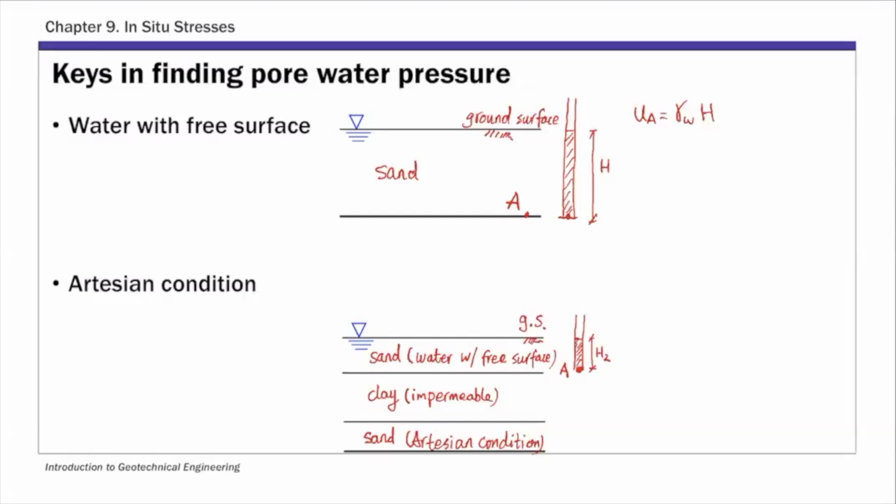Then a few more points. Point C is at the top of the second sand layer, or at the bottom of the clay layer. For point C, if I put a standpipe to measure the pore pressure at C, because it's under this artesian condition, being pressed by that impermeable clay layer, the water is actually going to rise above the free surface.